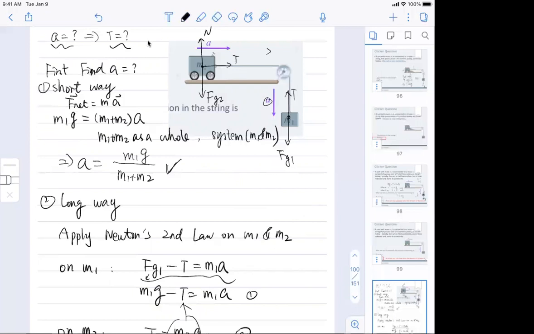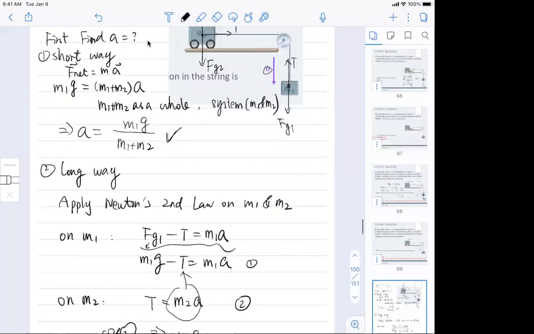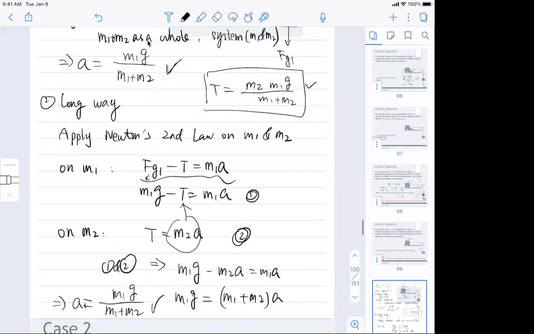So you can see that, okay, I found acceleration, the tension is easy. I can use either equation 2 or equation 1 now to get my tension. So my tension, if I use equation 2, is M2 times acceleration, M1G over M1 plus M2. So this is my tension. Okay, so I have solved the case without friction.